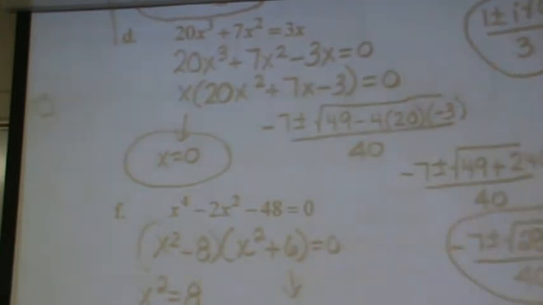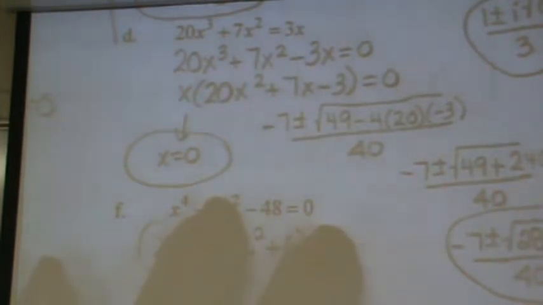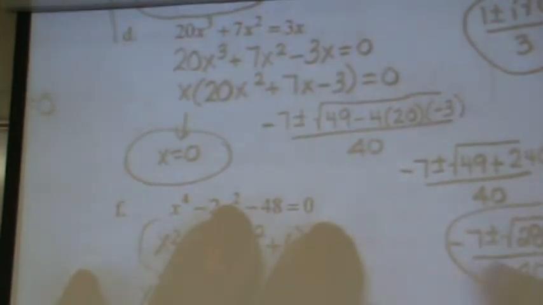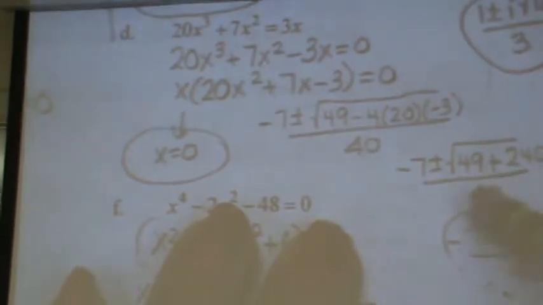So, do we know what the square root of 289 is? Yeah, that's a perfect 17. It's negative 7 plus or minus 17 over 40. Now, can you do anything with that? Yeah, you can.